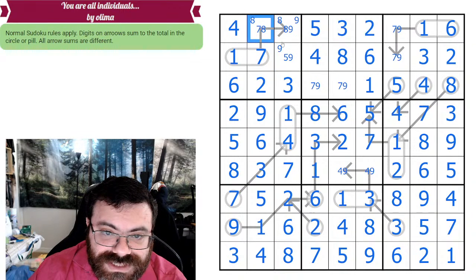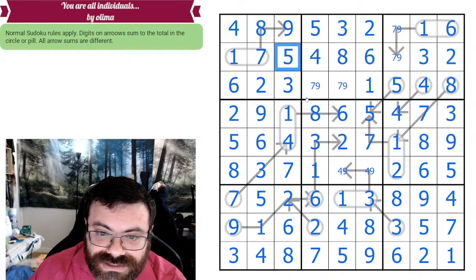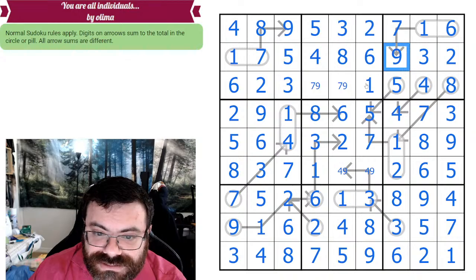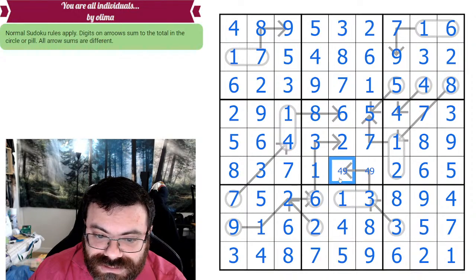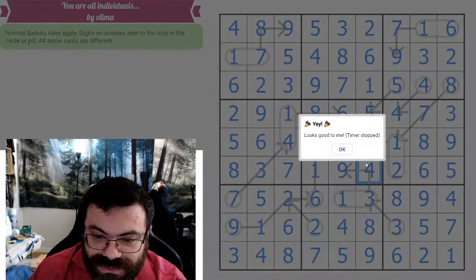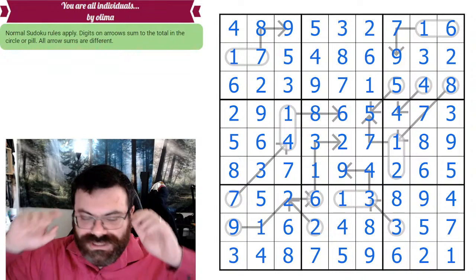That adds to 17. This has to be 8, 9, like that. That's a 5, 7, 9, 9, 7, 9, 4. There we go. Sweet, nice puzzle.